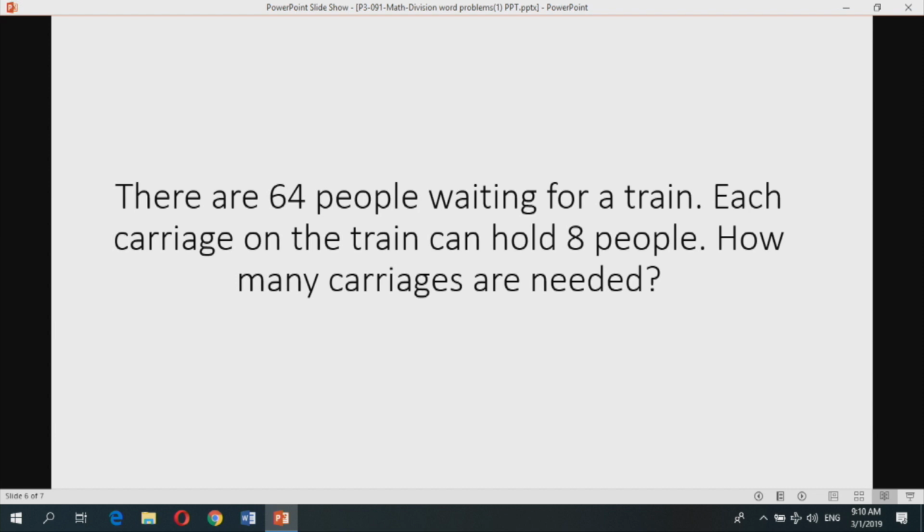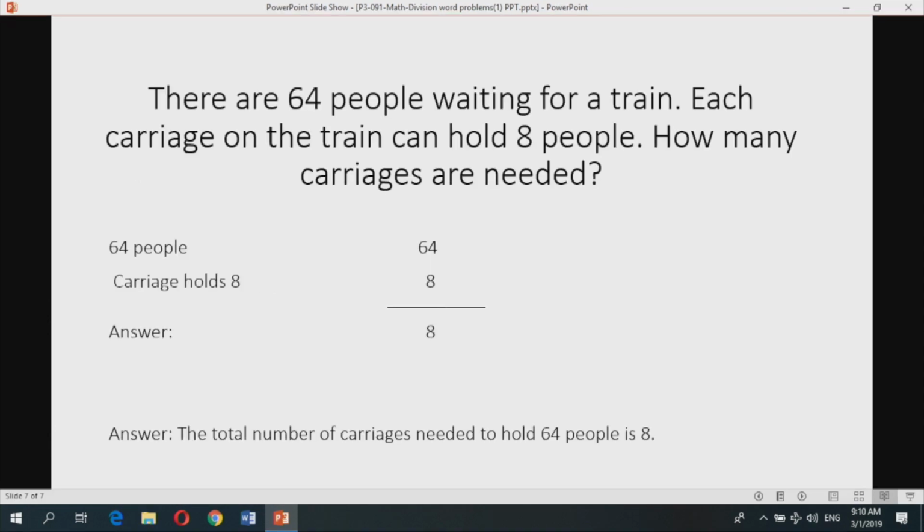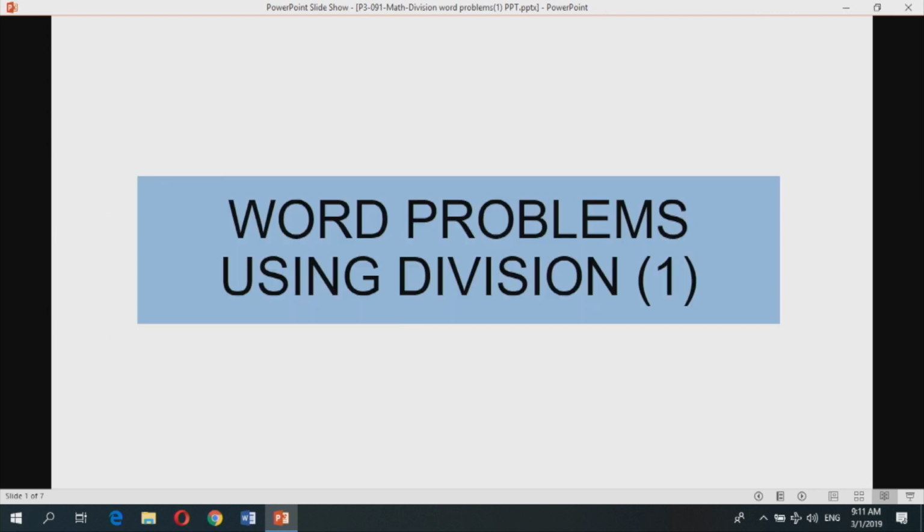Everybody agree? Yes. Any other answers? Not 7? Not 9? No. 8? Yes. Let's take a look. Excellent, guys. See the amount of people, 64, and the amount of carriages, 8, means that the total number of carriages needed to hold 64 people is 8. Excellent, guys. You understand completely, doing very well. So one more time, let's practice.